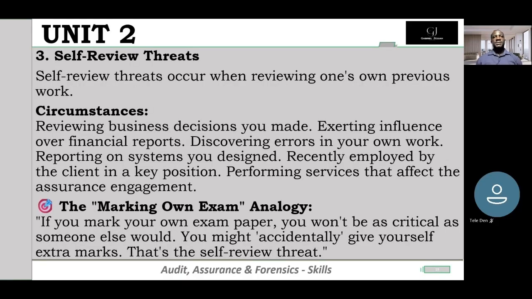Next is self-review threat. Self-review threat occurs when reviewing one's own previous work. So what are the circumstances? Reviewing business decisions you made, exerting influence over financial reports, discovering errors in your own work, reporting on systems you designed, being recently employed by the client in a key position, and performing services that affect the assurance engagement. So think of it like marking your own exam paper. If you mark your own exam paper, you won't be as critical as someone else would be. So you might accidentally give yourself extra marks, and that is a self-review threat.